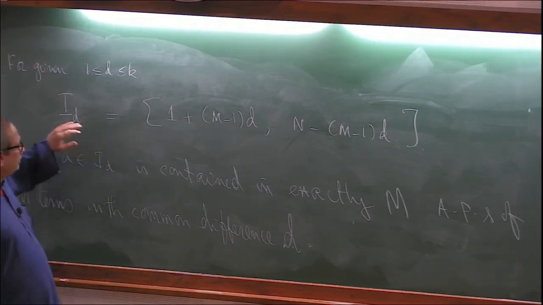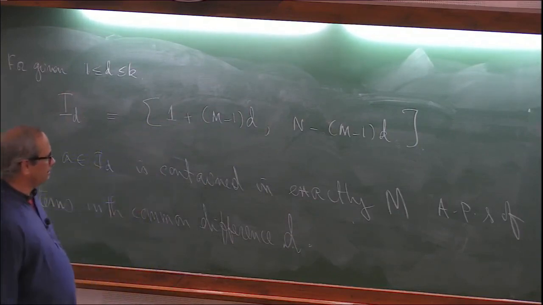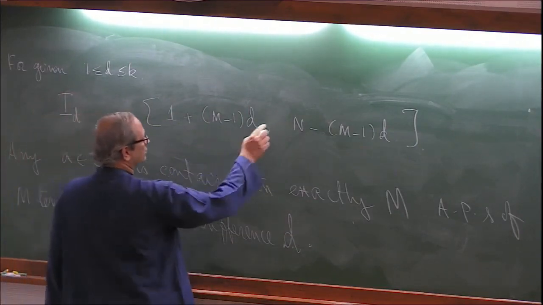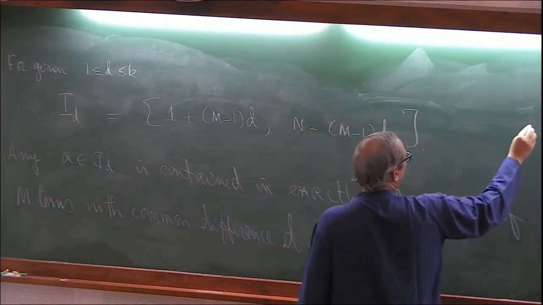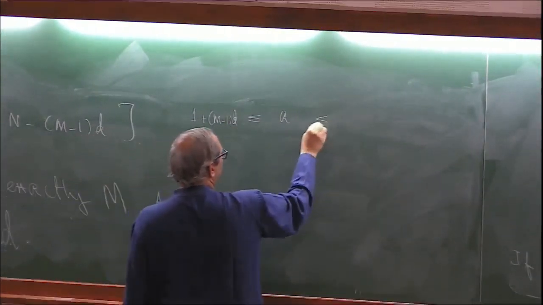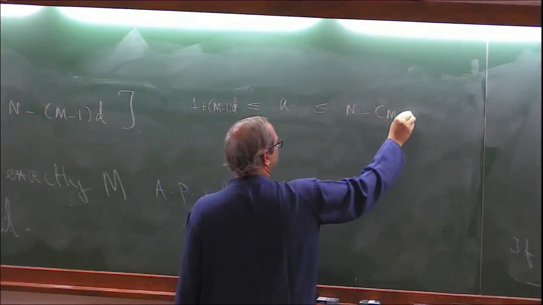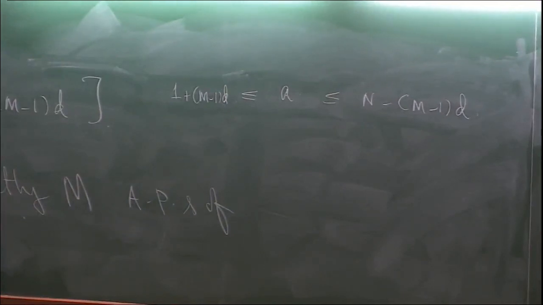Why is that? You look at this interval. This interval is cooked up with a very specific purpose. It's the obvious choice here. You look at any A satisfying this. So A is between 1 plus (M minus 1)D and N minus (M minus 1)D. Now you're looking at the family of APs with M terms and fixed common difference D. Okay? So if you determine the first term of such an AP, the AP is determined, because its common difference is fixed and its number of terms is fixed.